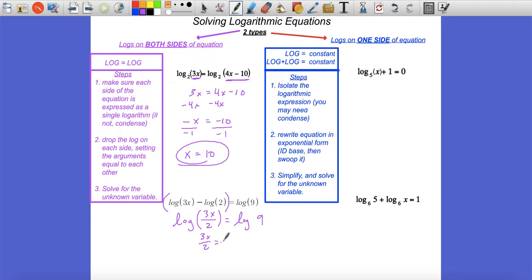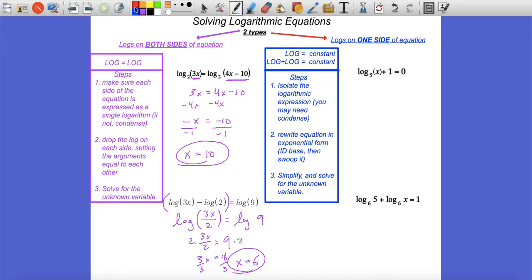So 3x over 2 equals 9, setting our arguments equal to each other. Multiply by 2, 3x equals 18, divide by 3, and we get x equals 6. So that's the difference between ones where we don't have to condense with logs on both sides and ones where we do have to condense with logs on both sides.